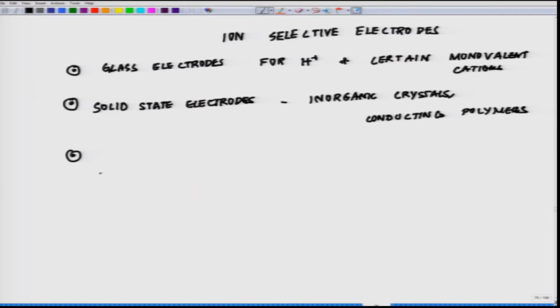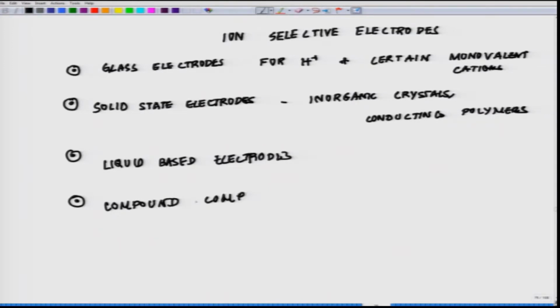Then you have liquid based electrodes, then you have compound electrodes. I am not getting into the details of it, but I wish you to have an idea. Compound electrodes. These are the different kinds of ion selective electrodes. Out of them, one or two we will be dealing with. Now, let us talk about a metal electrode, where we started in the last class.